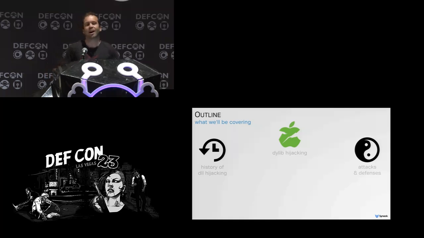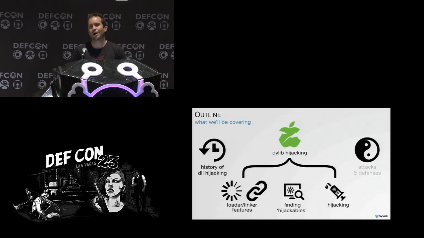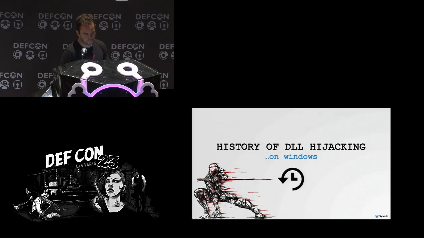Today's talk can be divided into pretty much three parts. We're going to start with a brief overview of DLL hijacking on Windows. The core of the talk is then going to be dylib hijacking on OS X. We're going to look at the features in the loader and linker that allow us to realize this attack. We're then going to talk about how to find vulnerable applications that we can hijack. And then we're going to walk through some hijack examples, because there are some nuances to getting this all to work. Finally, we're going to end with some attacks and defenses.